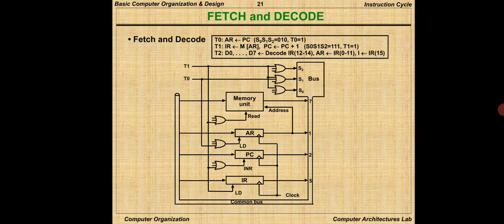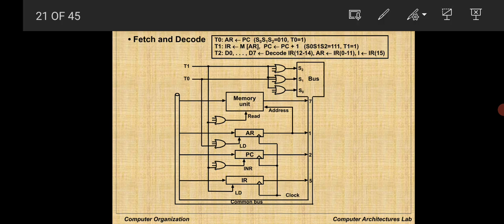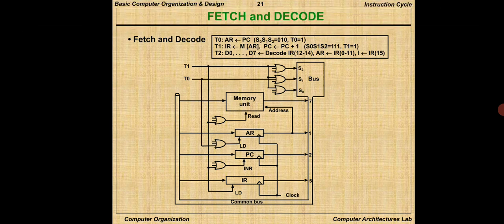In the T1 state, based upon this address register, the memory unit will be activated, and the data value is taken from the memory unit. That data value and the decoder circuit value will be decoded, and the operation will be performed. So this is the loading and storing operation.